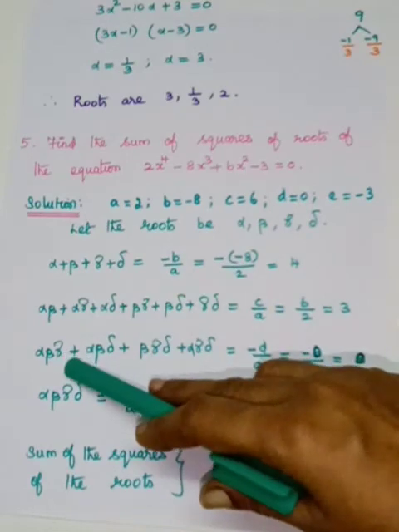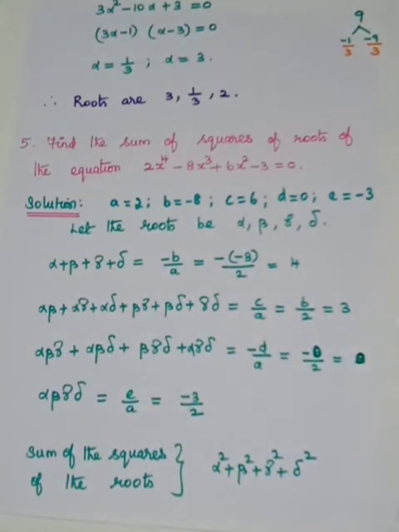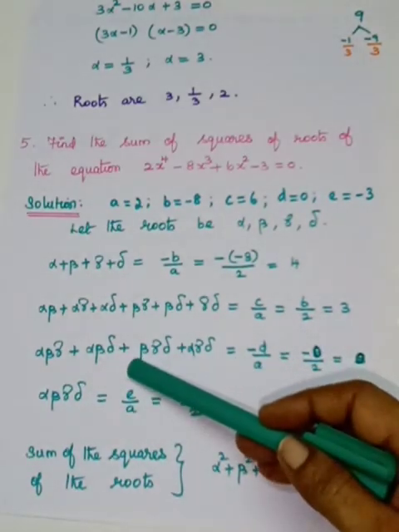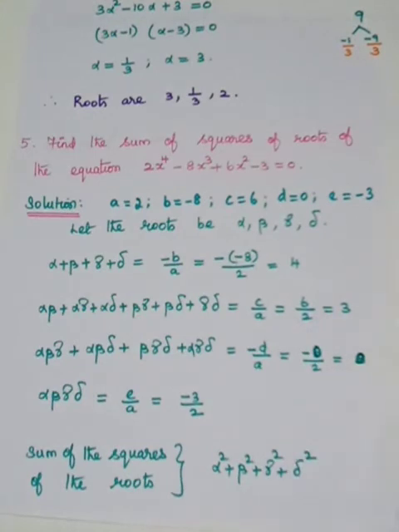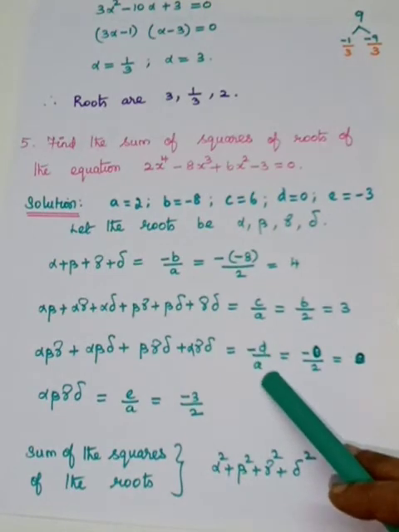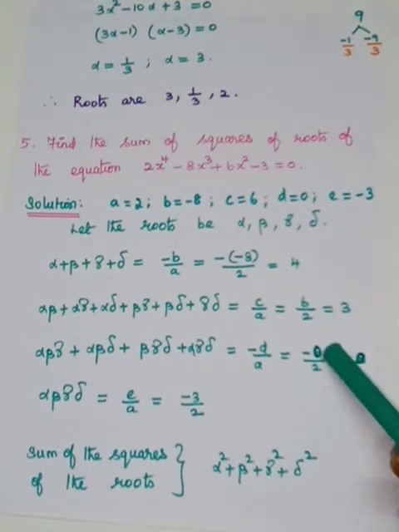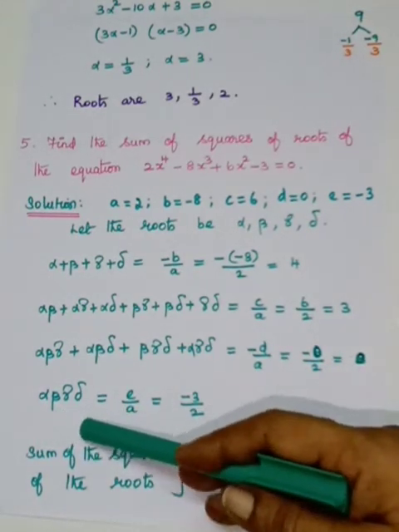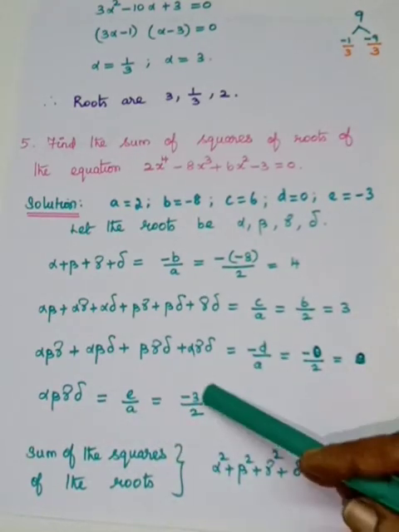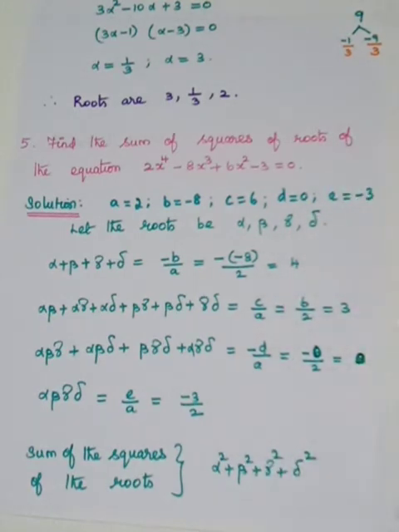Next, you have to take 3 roots at a time and take the product. So you will get alpha beta gamma plus alpha beta delta plus beta gamma delta plus alpha gamma delta, that is equal to minus d by a. Your d is 0, so minus 0 by 2 is equal to 0. And next you have to take the product of all the 4 roots, alpha beta gamma delta, that is equal to e by a. Your e is minus 3, so it is minus 3 by 2. So we have found the results we can find from the equation.